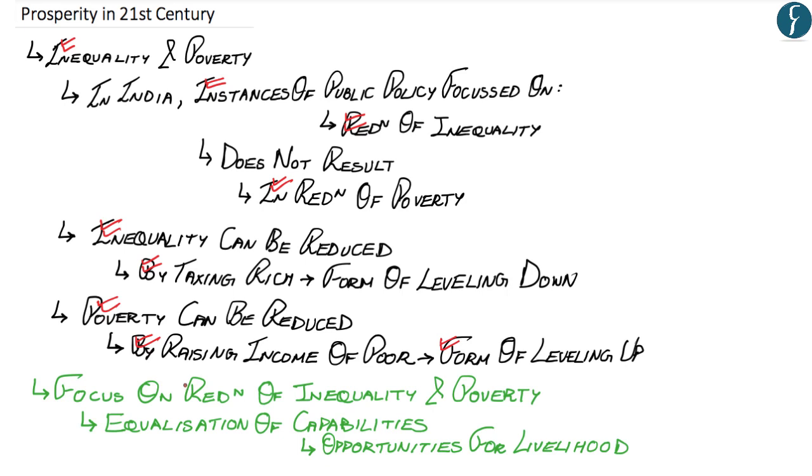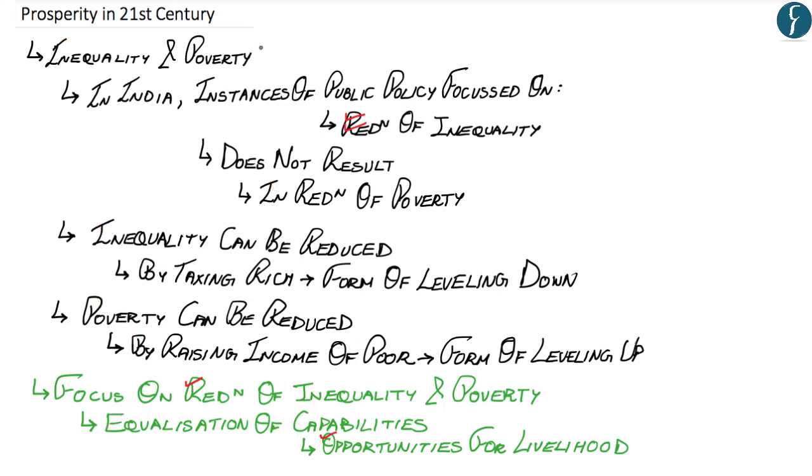Now, hopefully, up till here, you also understand that according to the author, the reduction of inequality and poverty can be made through the equalization of capabilities, wherein the poor are given opportunities for livelihood, which would provide them an income and thereby reduce the gap in inequality. And similarly, the income would provide them an opportunity to move beyond the poverty line.